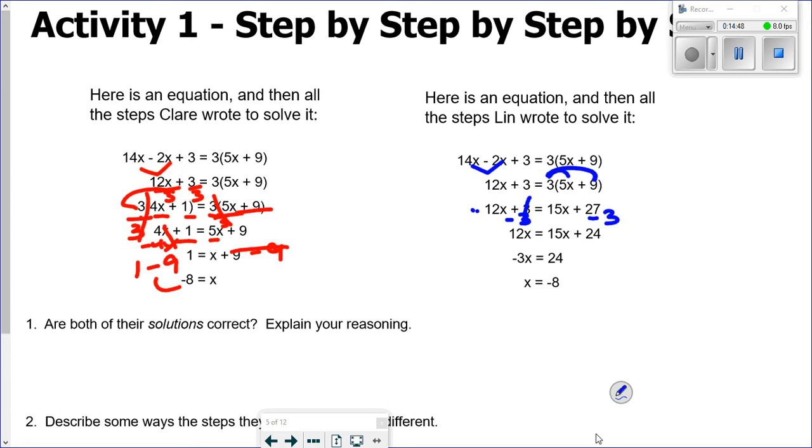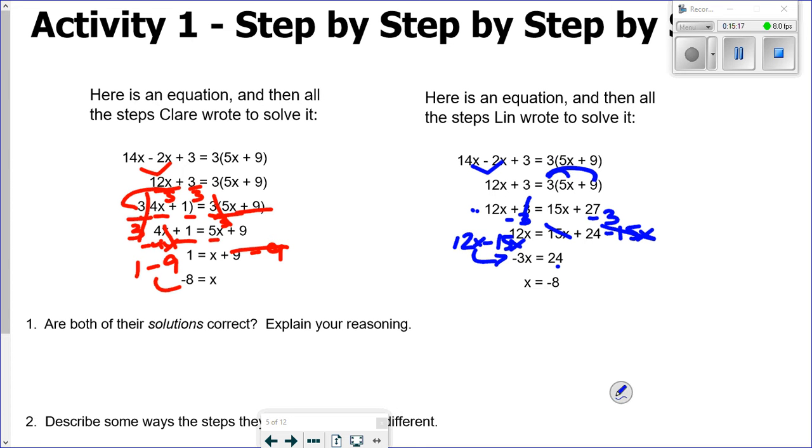So if she takes away 15x from the right, she knows she must also take away 15x from the left to balance the equation. On the right side, 15x minus 15x gives her that 0 pair, and that's why they're gone. And on the left side, 12x minus 15x does in fact give us negative 3x.